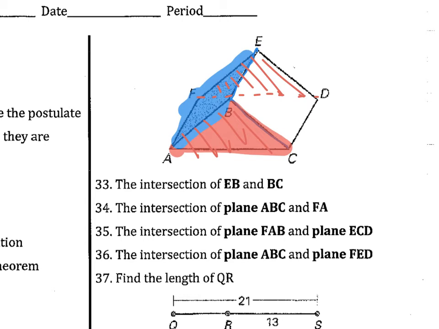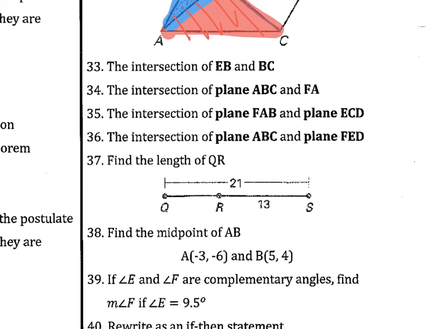That's for 33 through 36. 37, they want the length of QR, that's right here. So the whole thing is 21, this part is 13. What's the length of QR?